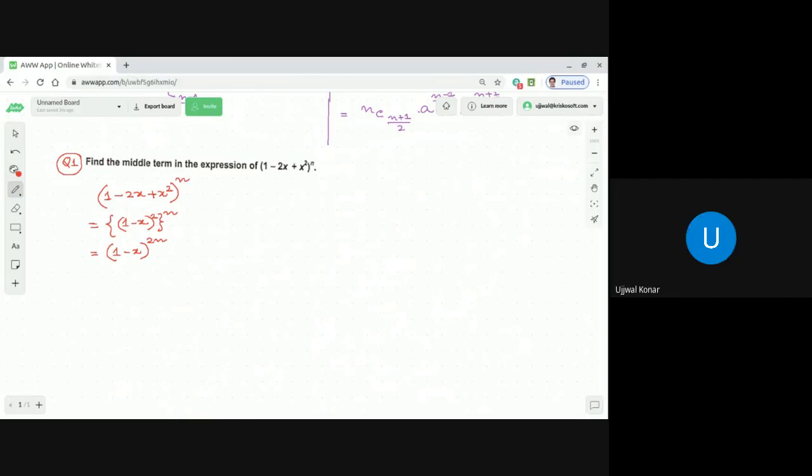So (1 minus x) power 2n. Power 2n is what? It is an even number, no? So how many terms will be there in the expansion? It will be 2n plus 1, which is an odd number. And we just learned that if there are an odd number of terms in the expansion, then there is only one middle term. Dear Sagnik, are you listening carefully?